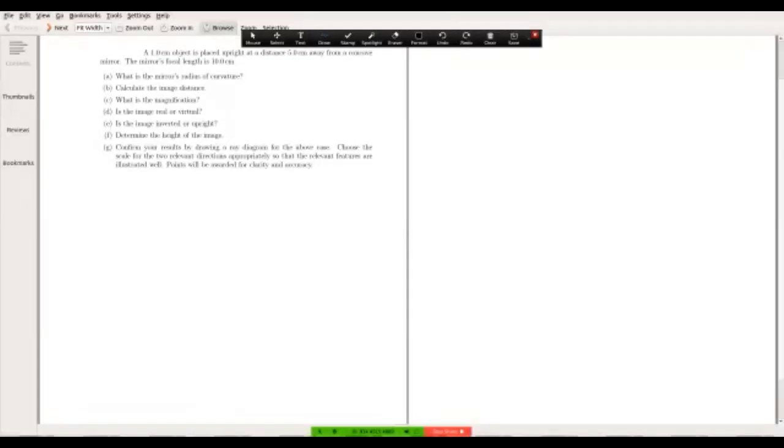Hello. Here we discuss image formation using a concave mirror.